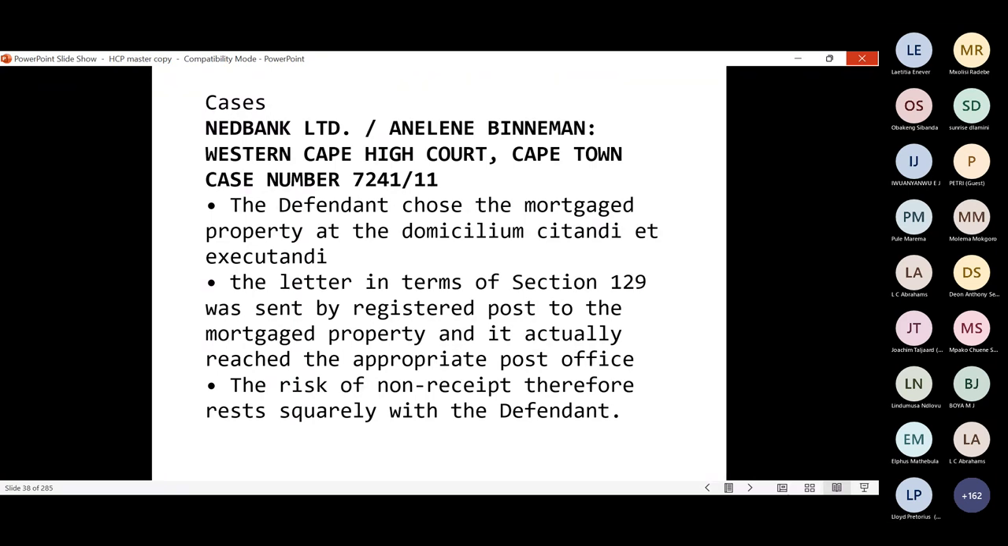Okay. And remember, in credit agreements, usually one of the stipulations is that the defendant must choose a domicilium citandi et executandi. That is the place where they will receive further processes and letters and notices in the matter. So that if it is sent to that address, the post office in that area, that is sufficient. So the risk of non-receipt rests squarely with the defendant.